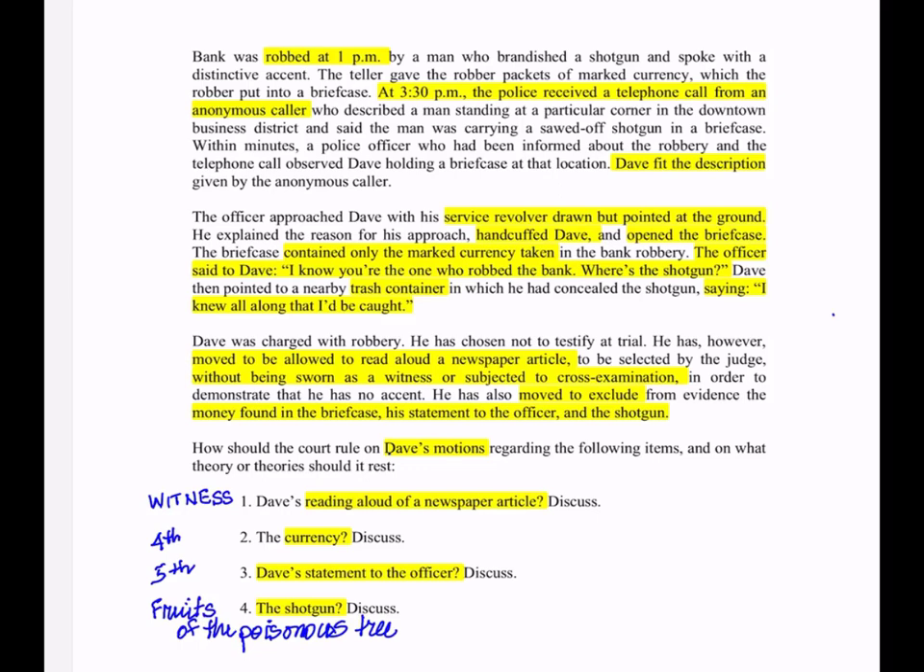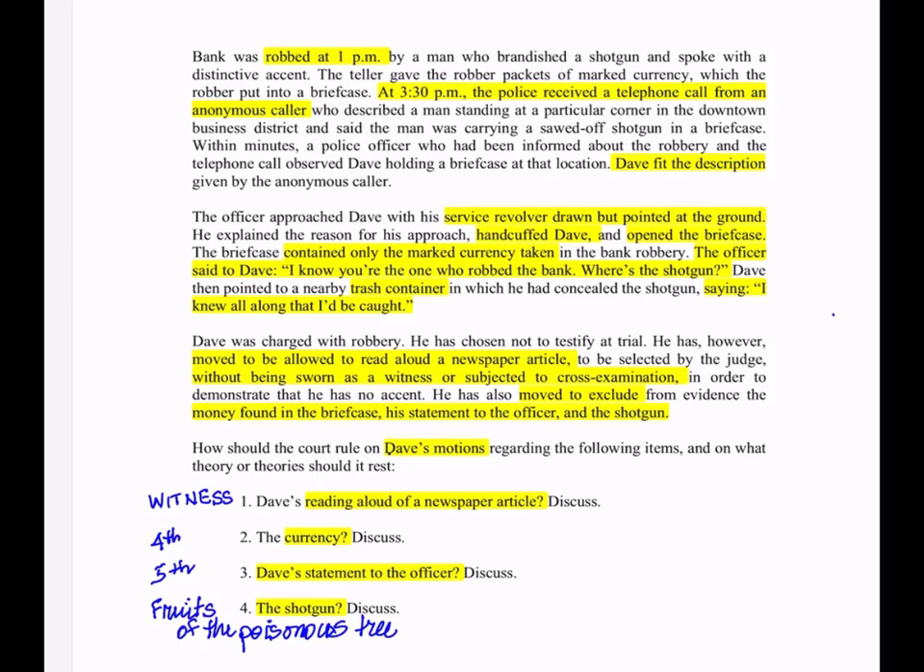Now, on call 3, Dave's statement to the officer, that's a Fifth Amendment Miranda issue. It hinges on whether there's a custodial interrogation. Was Dave in custody right off the bat with the drawn revolver pointed at the ground? That's arguable. But at the point that the police officer handcuffs him, he's definitely in custody.